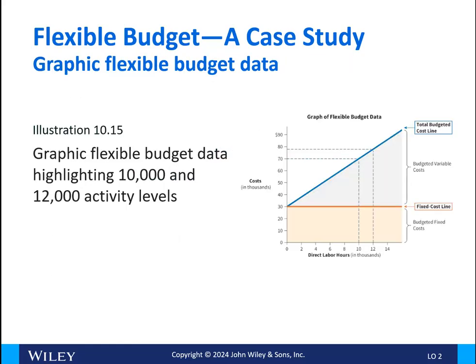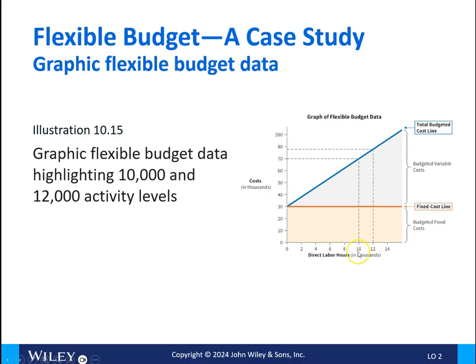If we look graphically at what this looks like, we can see at the bottom here is our fixed costs. It's 30,000 per month. So regardless of the changes in direct labor hours going across the bottom, we're at 30,000. As we increase our direct labor hours, we're increasing our variable costs, which increases our total costs.